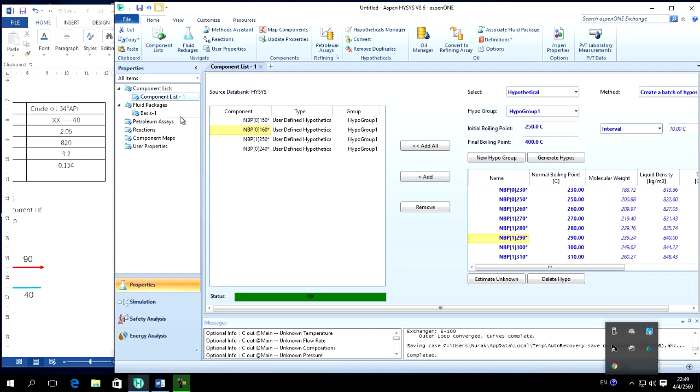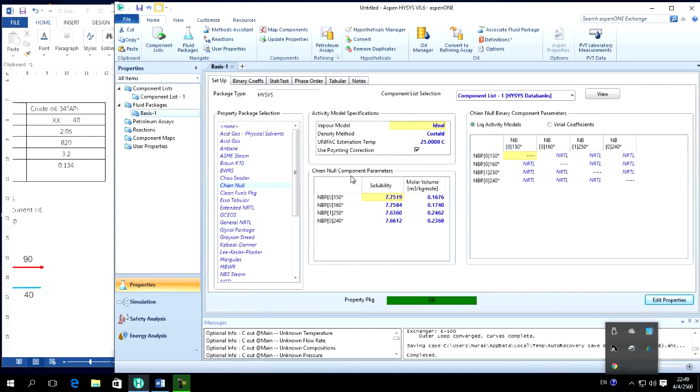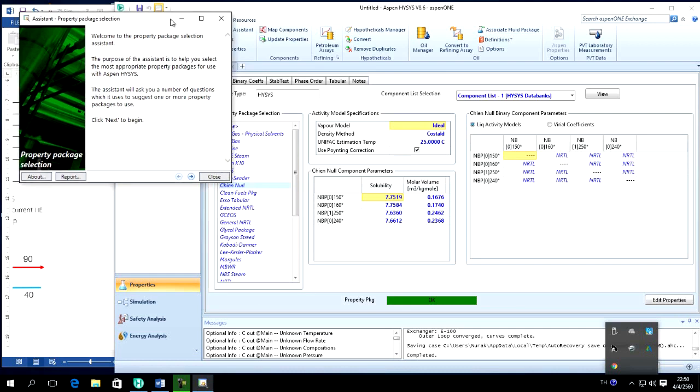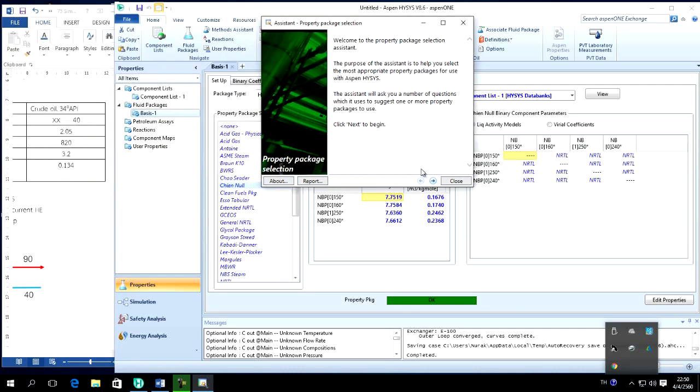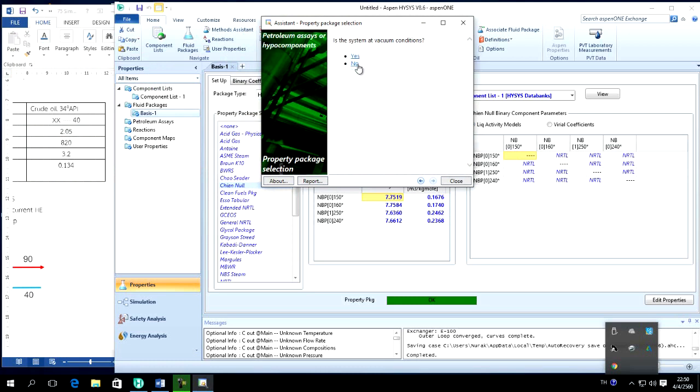Now I'm done with this. So I go to the fluid package. In the fluid package, if you don't know what kind of method you're going to use, you can use this help by clicking this and then find out the component type.